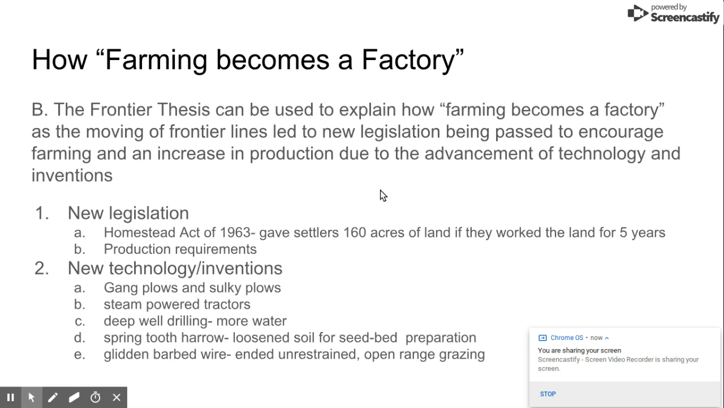The second part of how the frontier thesis can be used to explain how farming becomes a factory is through new technology and inventions. And these inventions, such as new types of plows, new types of tractors, better water drilling, and barbed wire that made cattle raising more efficient. These new technologies and inventions made farming a more guaranteed way to achieve success, and this created the incentive for people who began moving west.